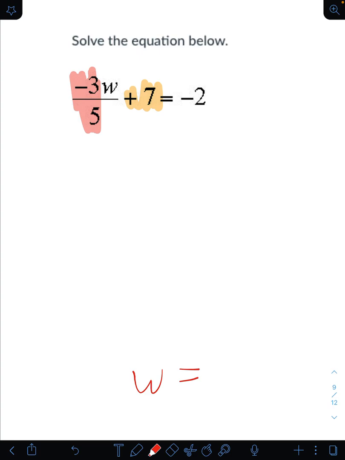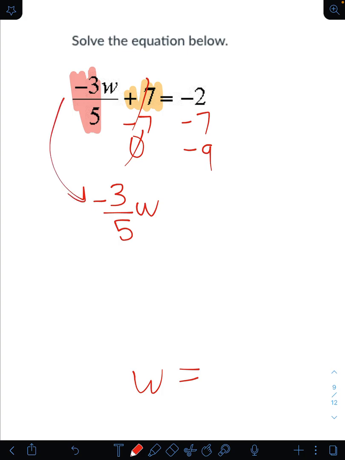Okay, so what we do first is we get rid of that plus 7. That cancels out to a 0. Oh, I forgot to rewrite the problem. I'll do it next time. And then that will go to a negative 9. So now we have negative 3/5 w, which is the same thing as negative 3w over 5. These are the same. Equals negative 9. Oh, forgot the w.